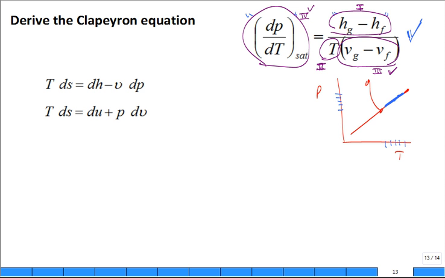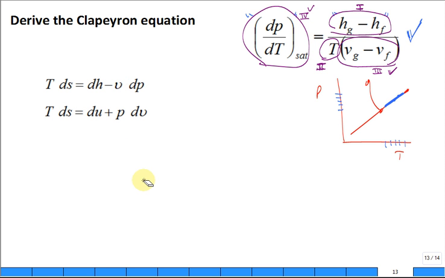So how do we get this equation? Let's derive the Clapeyron equation. Well, we're going to consider a constant pressure phase change. So we have dh is equal to T ds. We've recovered that already.